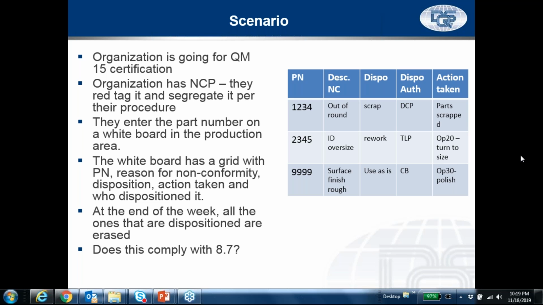I'm going to launch a poll here. So here's the deal. It's a whiteboard. It has all these topics on it. Use your knowledge of the clause and what we just discussed. Does this situation comply?